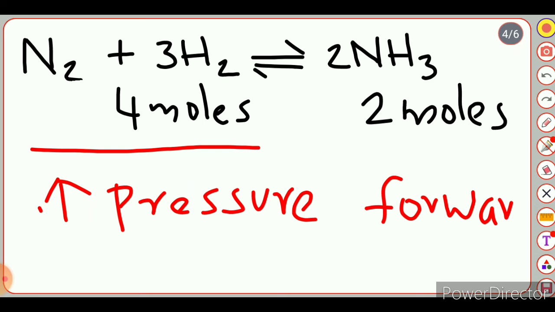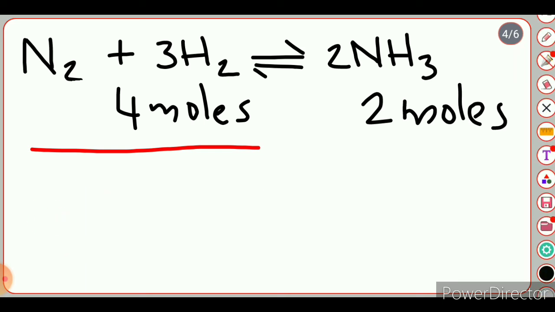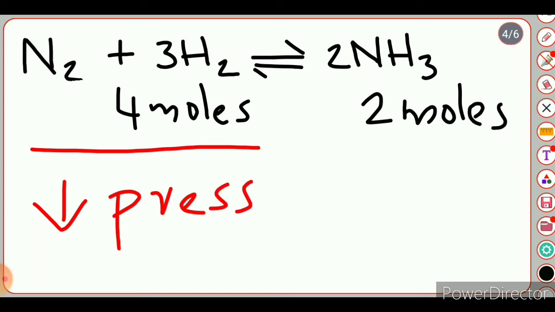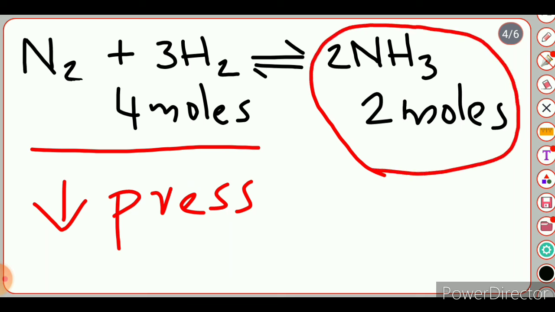So increasing the pressure will favor or increase the rate of forward reaction here. Now I am going to decrease the pressure. The system will try to favor the reactant side. That is, the backward reaction increases. When we decrease the pressure, the system will try to increase the pressure. That is, to increase the number of moles, the system will increase the rate of backward reaction. So a decrease in the pressure increases the backward reaction.